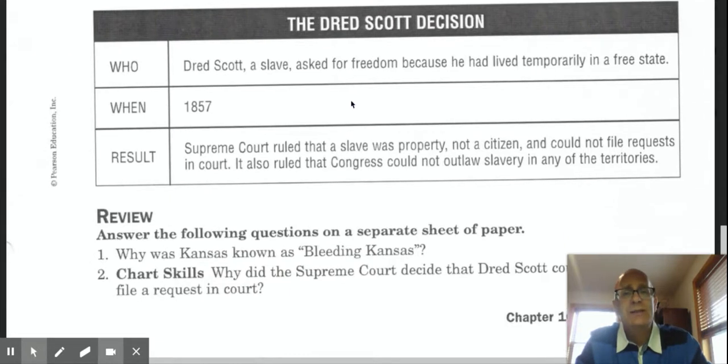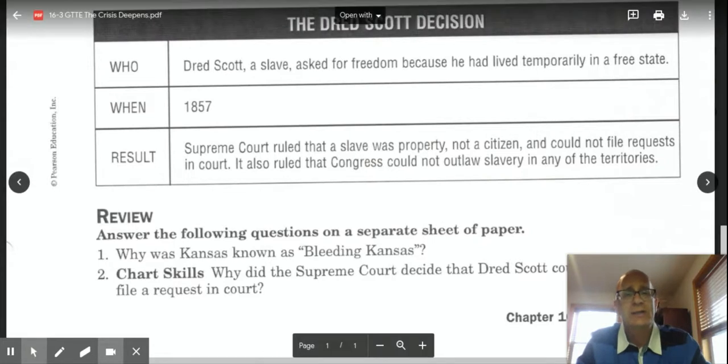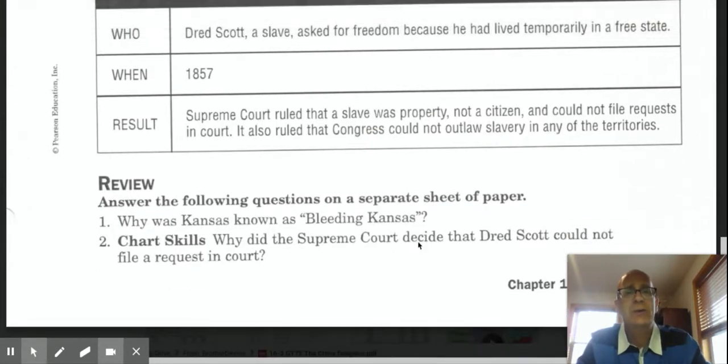There are two questions on the worksheet that you guys will need to accomplish. If you could number these in a Google Doc and share them with me. The first question is, why was Kansas known as Bleeding Kansas? And the second question is based on the chart we just discussed. Why did the U.S. Supreme Court decide that Dred Scott could not file a request in court? You could answer both of those questions and submit as a Google Doc.